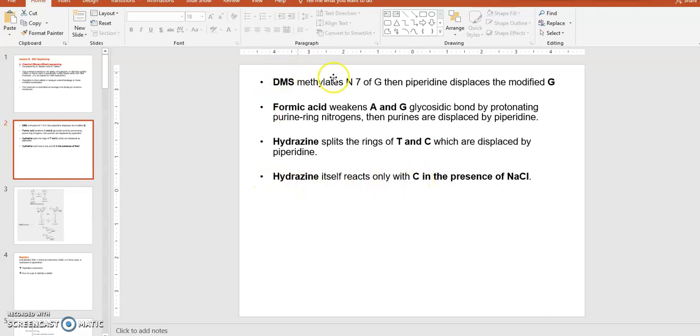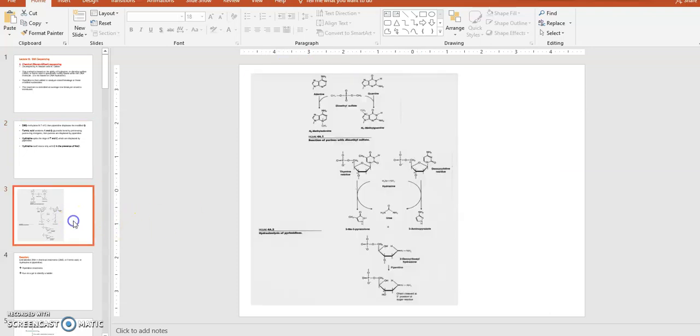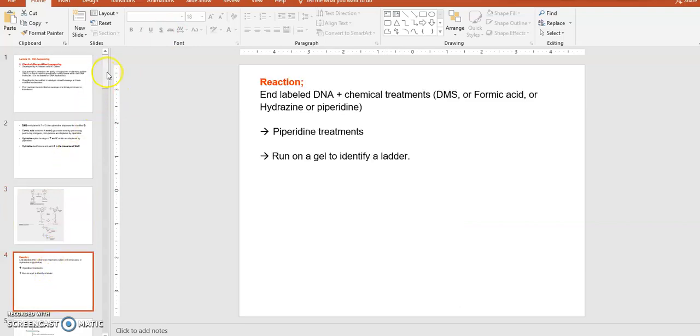So if you combine these strong mutagens with the other chemical, piperidine, you're going to modify some bases, and once the bases are modified, you can cut the nucleotides that are modified. The way it works is you will have to have a bunch of DNA molecules. That template DNA, although it's not going to be used as a template for replication, you will just have to have the DNA that should be sequenced.